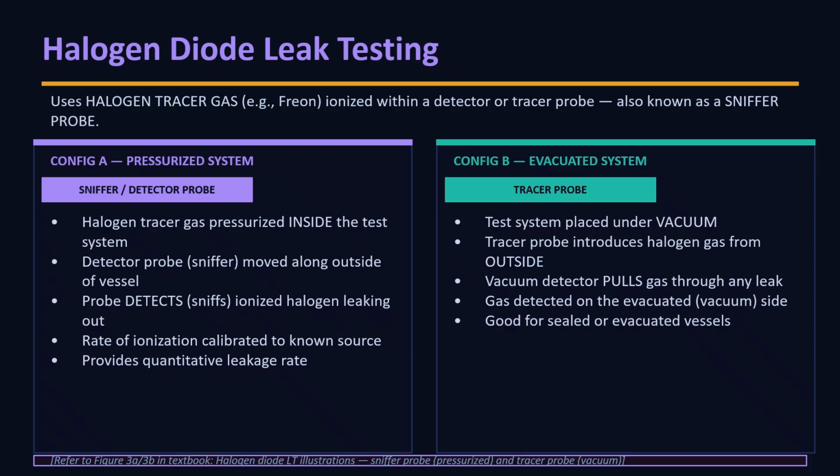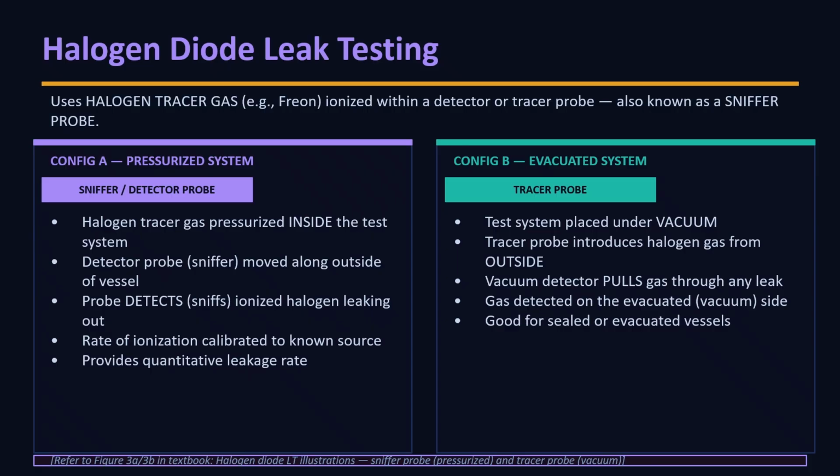Let's look at the pressurized system configuration first. The component is pressurized using halogen tracer gas. The inspector moves the detector probe around welds, joints, seals, and connections. If tracer gas escapes through a leak, the detector responds.